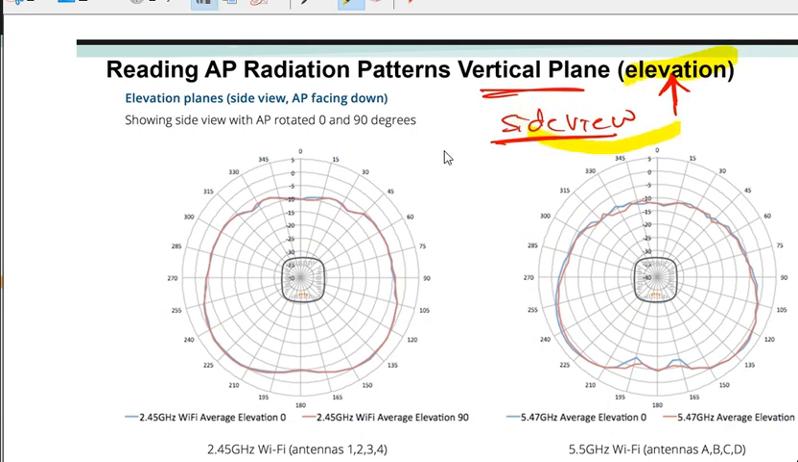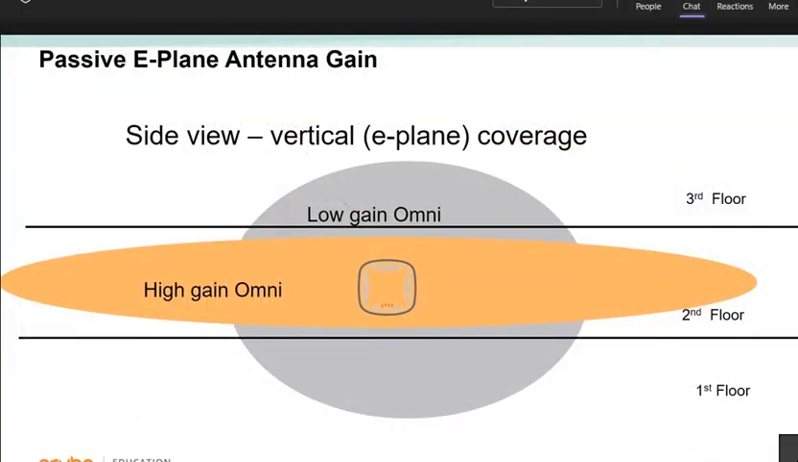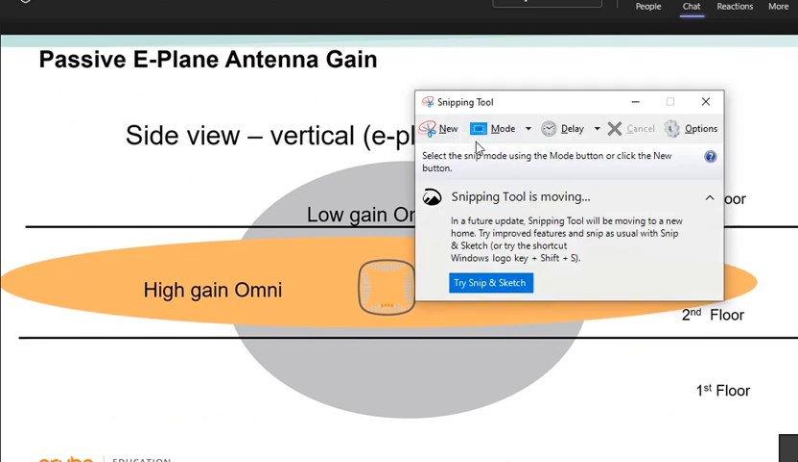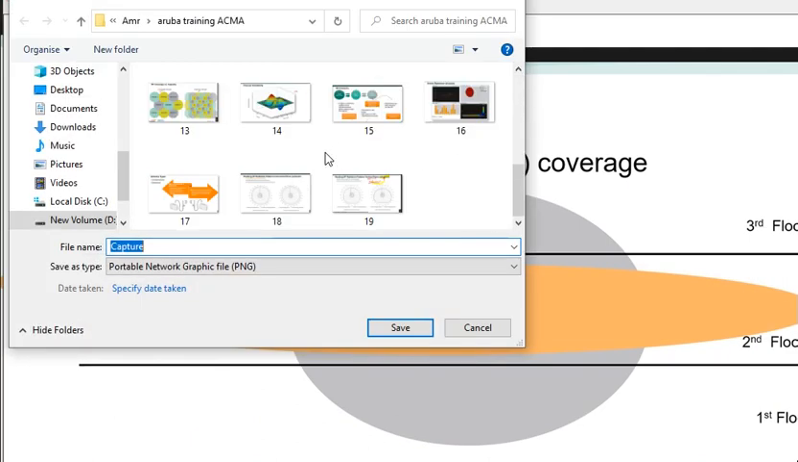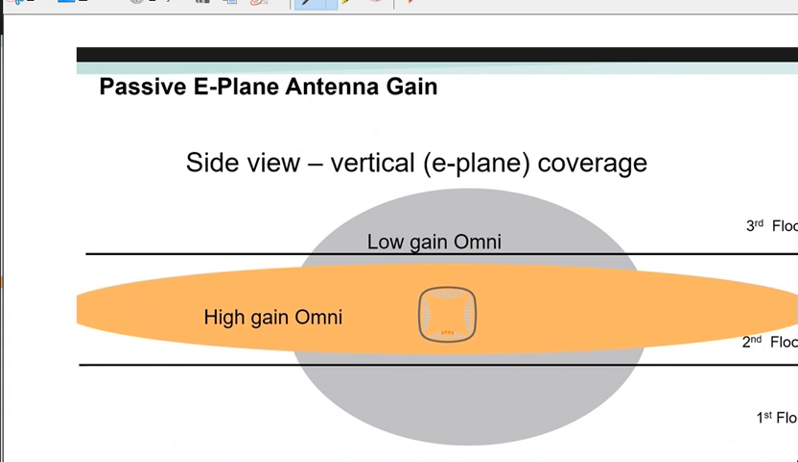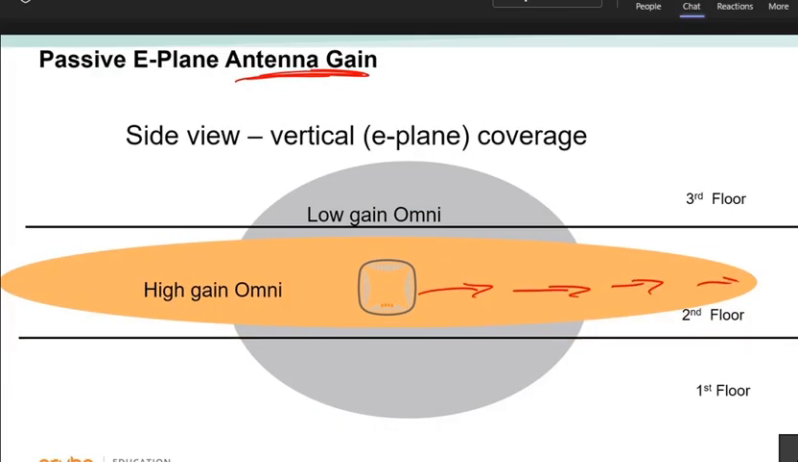Next is your passive E-plane antenna gain. This is just a process in which your access point shapes the coverage area of a signal. If you want to stretch your signal horizontally, or if you want to stretch your WLAN signal vertically, it uses the concept of antenna gain. If you want to stretch your WLAN signal horizontally, then you need to configure high gain omni, where it stretches its WLAN signal horizontally. And if you want to stretch your WLAN signal vertically, that is nothing but setting up your access point in a low gain. So based on your production network requirement, where you want to stretch it and how you want to shape the WLAN signals, you'll be able to do that using the antenna gain on your access point.